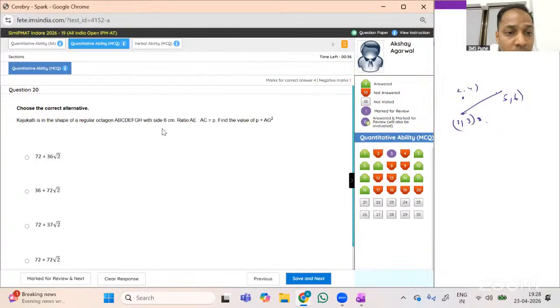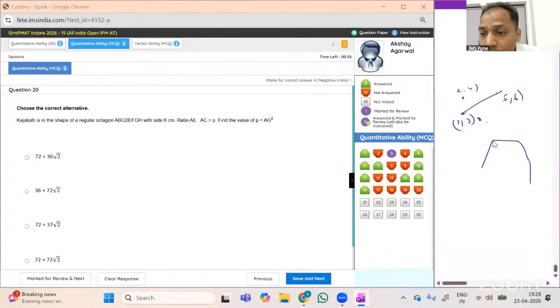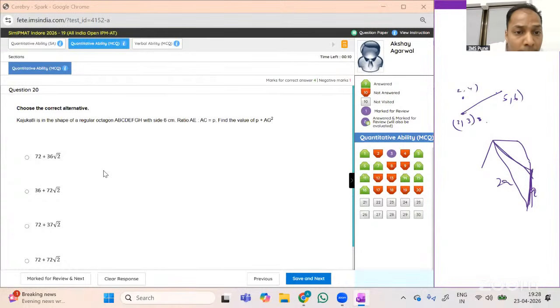Kaju Katli in the shape of a regular hexagon, find the size ratio of AE. AE is the body diagonal, and AC. A to C and A to E. I think I know this. It's a 30, 60, 90 angle triangle, root 3. But hang on. AE to AC is, okay, so that's 2 by root 3.